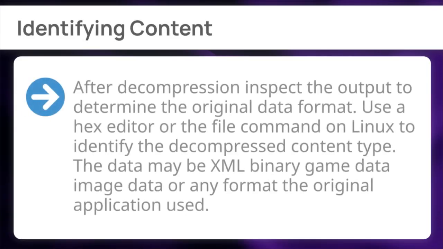Finally, identifying content. After decompression, inspect the output to determine the original data format. Use a hex editor or the file command on Linux to identify the decompressed content type. The data may be XML, binary game data, image data, or any format the original application used.